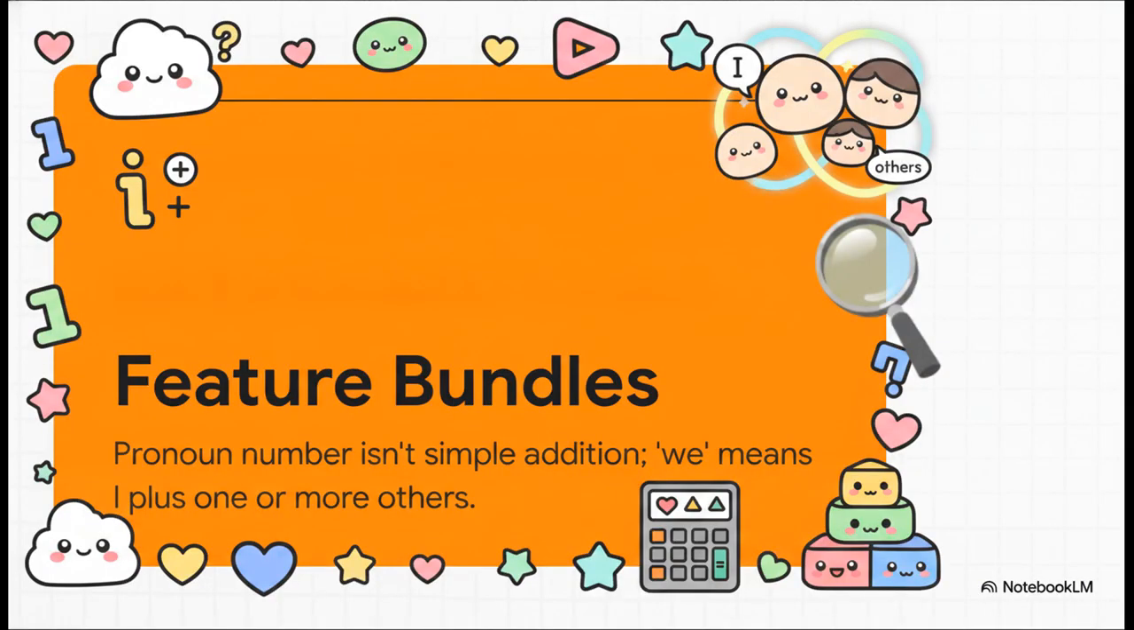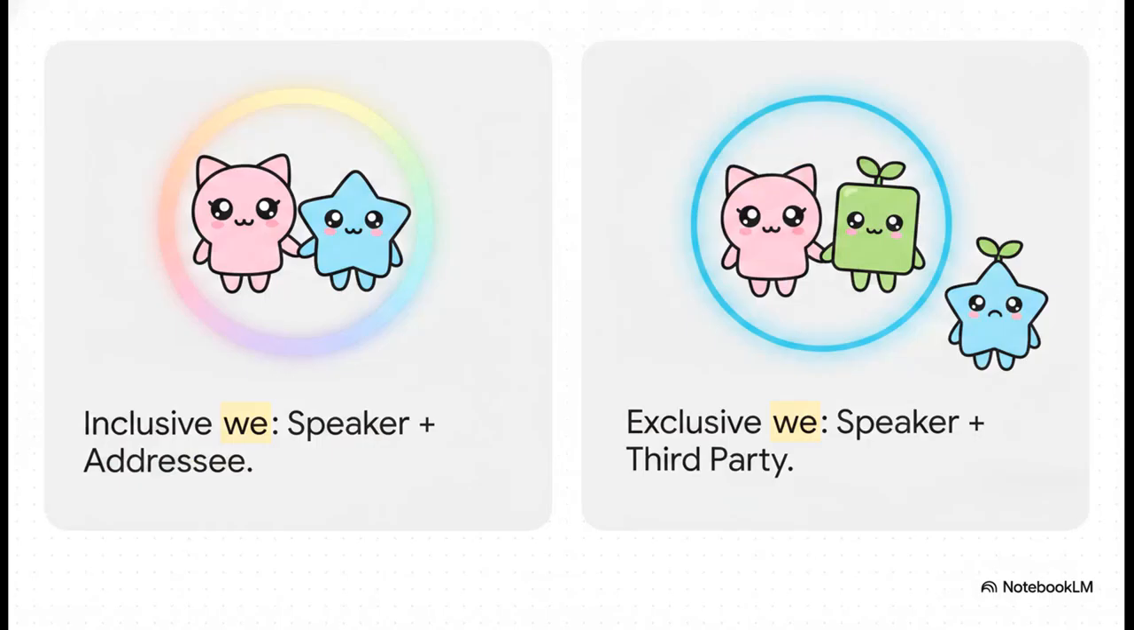And here's another curveball. Pronoun number isn't just basic math. Plurality actually operates through what we call complex feature bundles. Take the word we, for example. It doesn't mean multiple I's, because obviously there is only one you. It actually signifies I plus one or more other people, which perfectly sets up this brilliant morphosyntactic distinction documented by Biber, Leach, and their colleagues in the Longman grammar, the inclusive versus exclusive we.